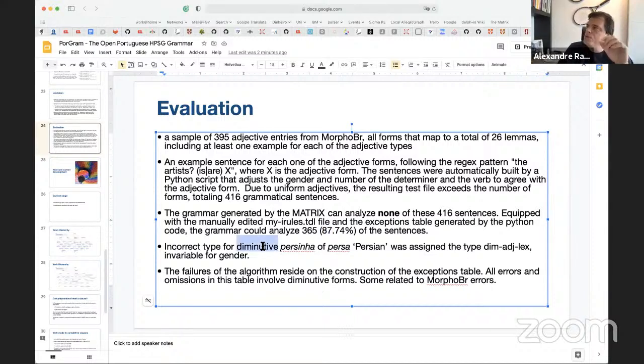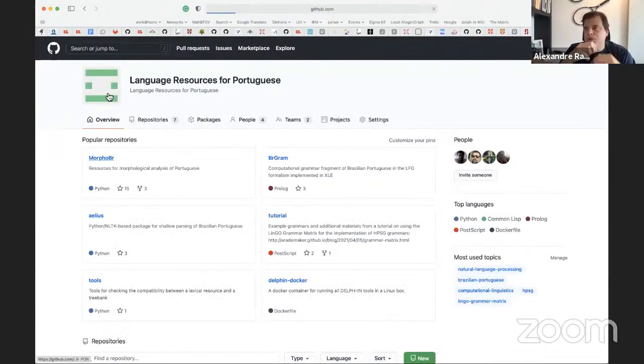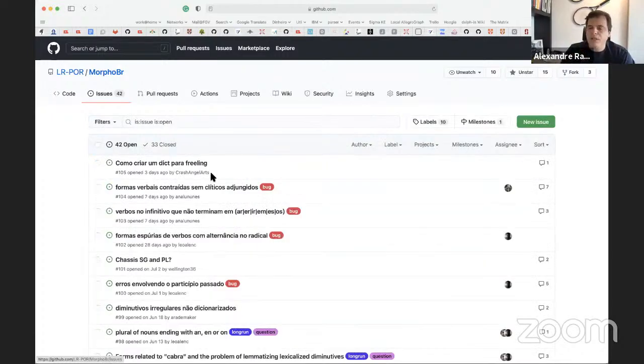Actually, this work, as you should expect, is not only about the grammar itself, but also about improving the source resource, the morphobehavior resource itself. So during this process, we learned a lot about the mistakes that we have in the resource, and we plan to fix them. If you go to the morphobehavior repository nowadays, you'll see that we have a bunch of open issues, and some of them were created during this process. We found issues that we need to fix in the resource.